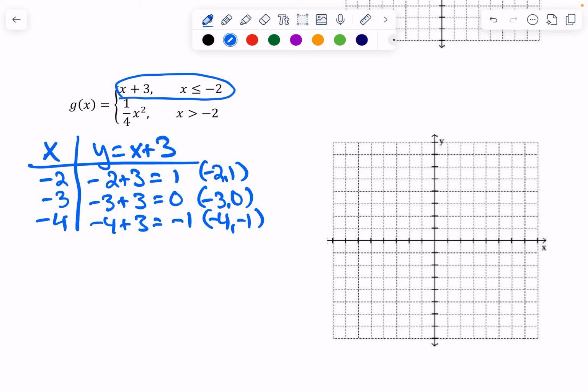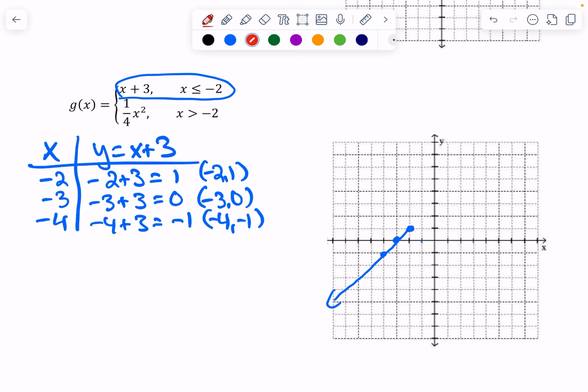Okay, so plot the points, (-2, 1), and that is a closed dot because it is included. (-3, 0). And (-4, -1). There we go. And the graph goes down here like that.